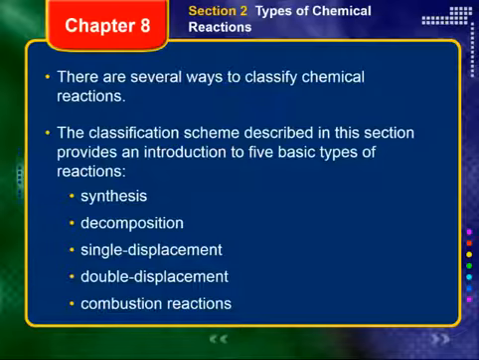Now, there are several ways to classify chemical reactions, not just these 5 that we have here. There are many more. Any way you slice it, there are way more than 5 different types of reactions, but we're going to look at 5 main types here. The classification scheme described in this section provides an introduction to 5 basic types of reactions: synthesis, decomposition, single displacement, and double displacement, as well as combustion reactions.